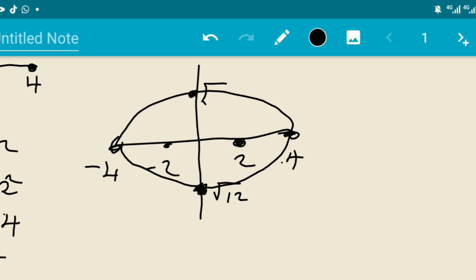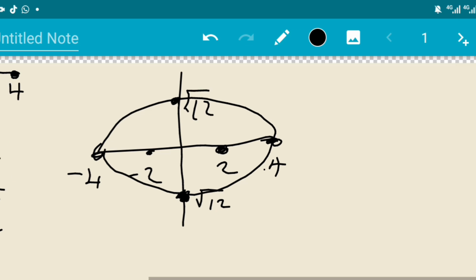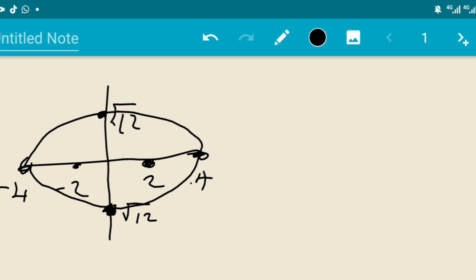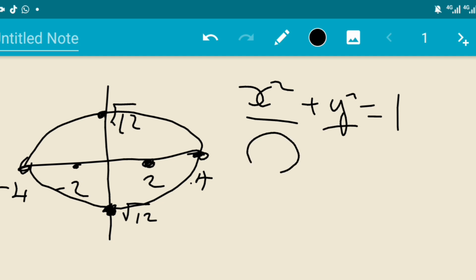So now let us locate these vertices. So the root of 12 there. Now, what does the question say? Find the equation in standard form. So that is just how you graph it. We haven't even found the equation. To find the equation, let's say x squared plus y squared is equal to 1, each over something. What should we put here and there? Which one is our a? Which one is our b?